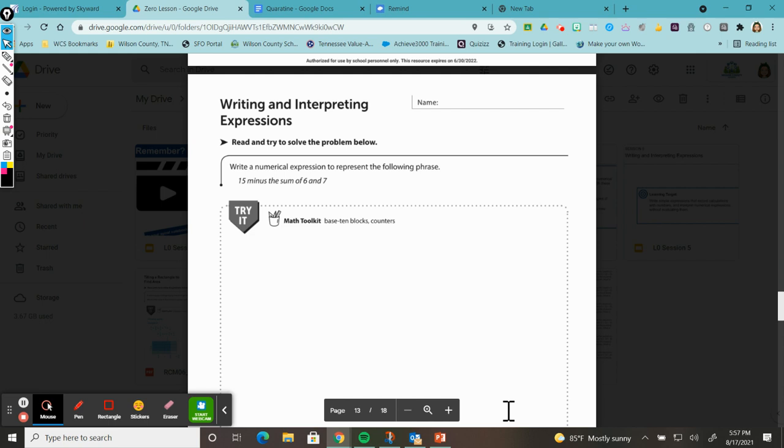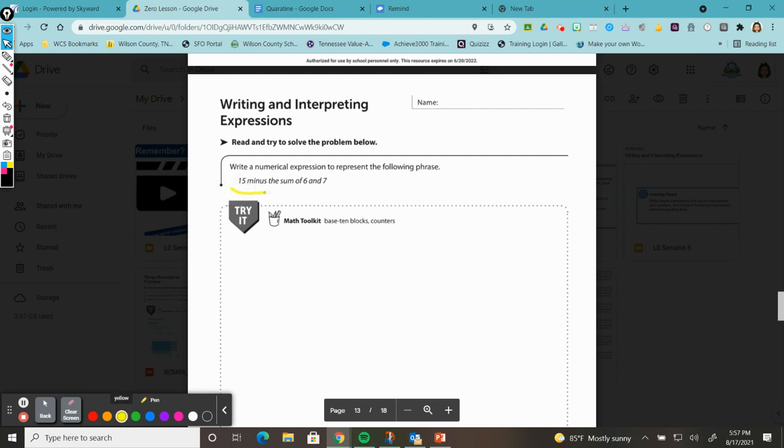In today's lesson, we will be writing and interpreting expressions. The expressions in the previous lesson were written numerically, with numbers and symbols. These expressions that we're going to talk about are written differently. They are written as phrases.